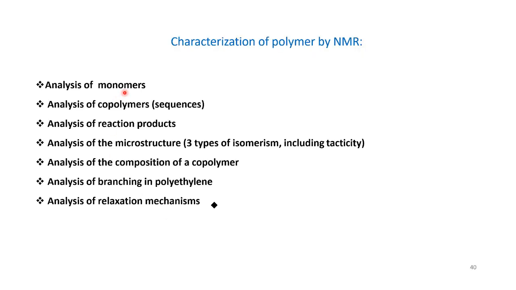For the characterization of polymers, we can analyze different things with the help of NMR. We can analyze the monomers, the copolymer sequence, reaction products, or microstructures, whether it is isomerism. Tacticity can also be checked with the help of NMR. Then composition of a copolymer, branching in polyethylene, and relaxation mechanism we can also check with NMR.